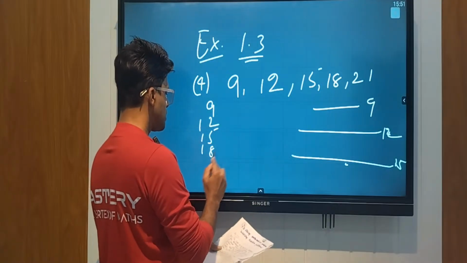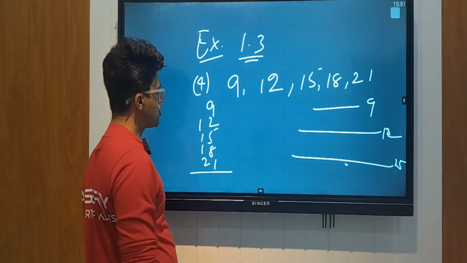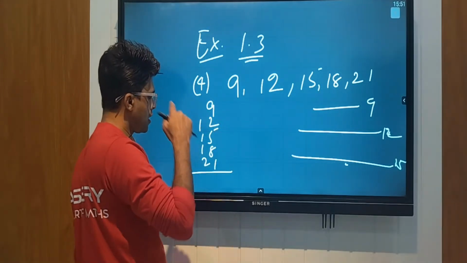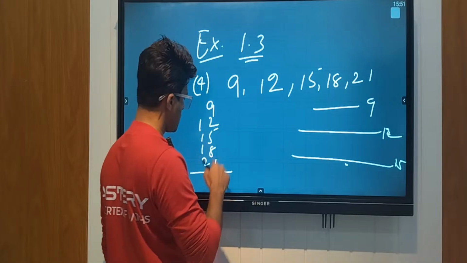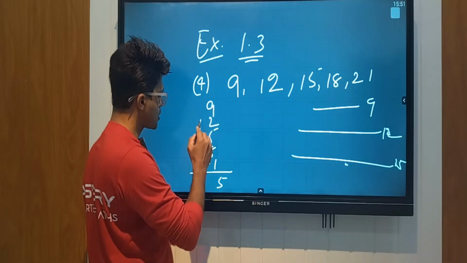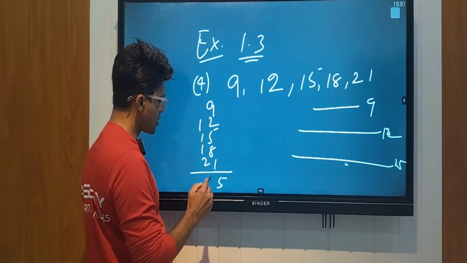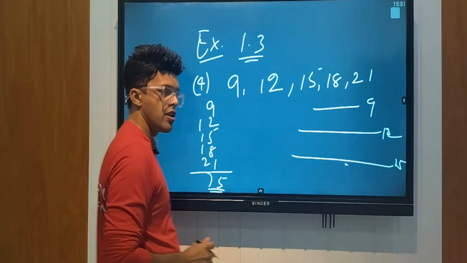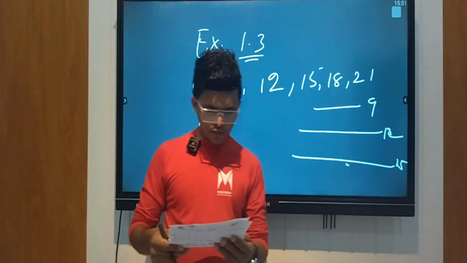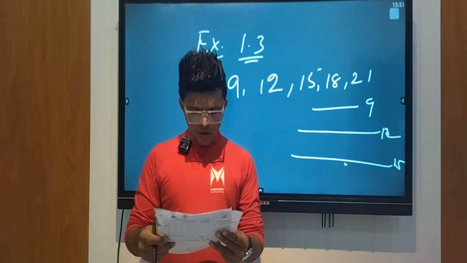So you add these values: 9 plus 12 plus 15 plus 18 plus 21. The total is 75. So there are 75 seats in the first 5 rows.